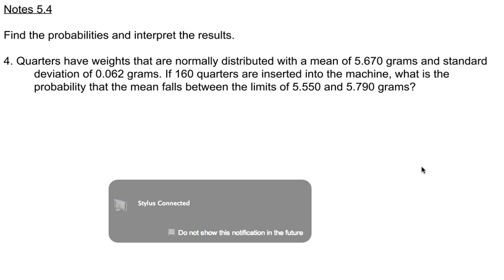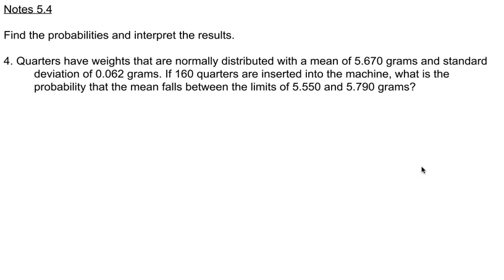Now we will check the answers to the practice problems. So your problem here: quarters had weights that are normally distributed with a mean of 5.67 grams and a standard deviation of 0.062 grams. This time, if 160 quarters are inserted into the machine, what is the probability that the mean falls between the limits of 5.55 and 5.79?